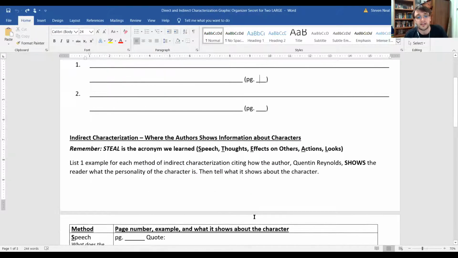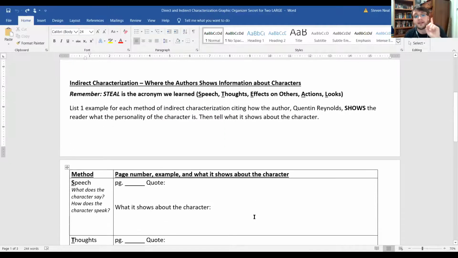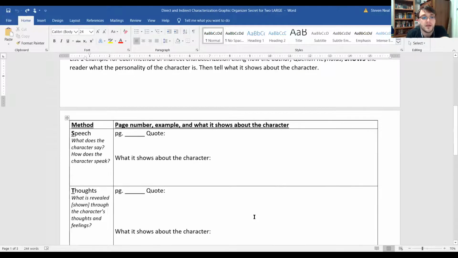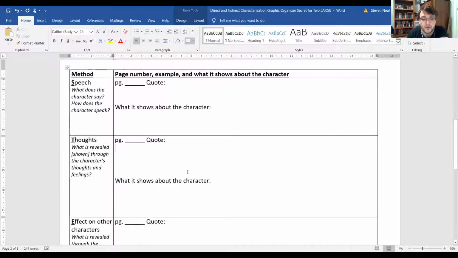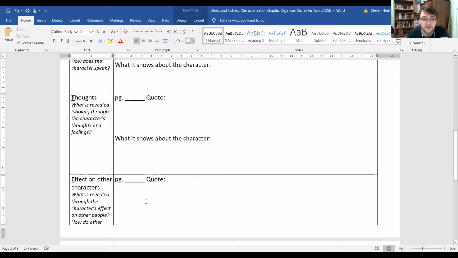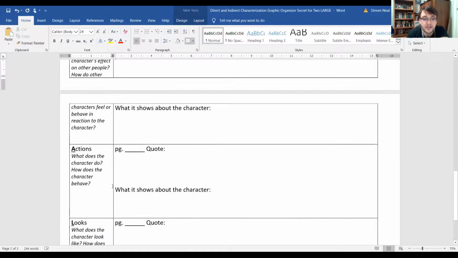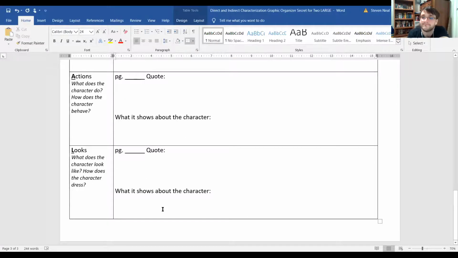For indirect characterization, you're going to find one example for each method of indirect characterization from the story. And then tell us what that shows about the character. So here, you're going to find a quote that talks about speech. You will type it in, and then you will type, what does that show about the character? Thoughts, what it shows about the character. Effect on other characters. Actions, looks.